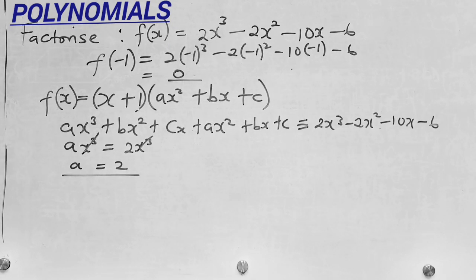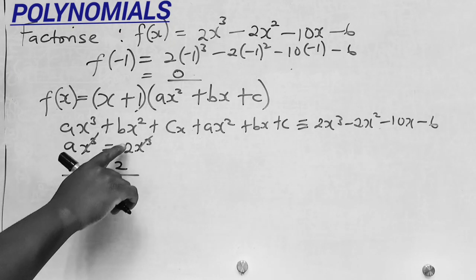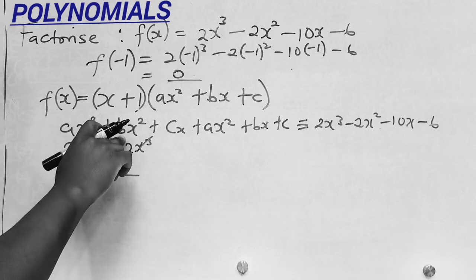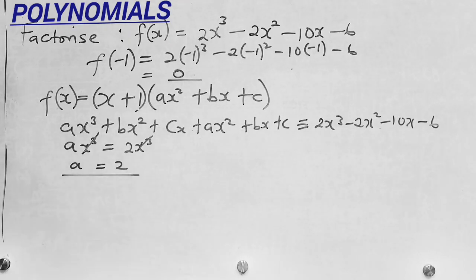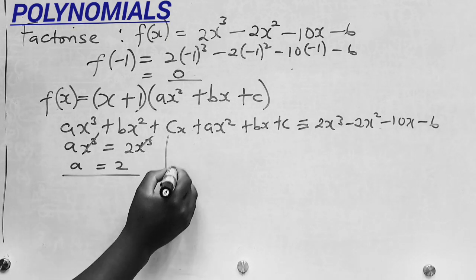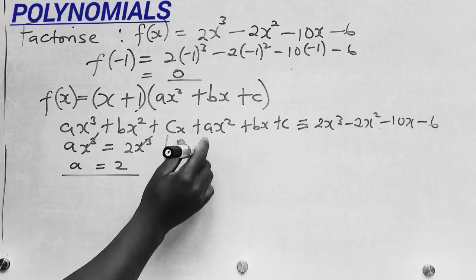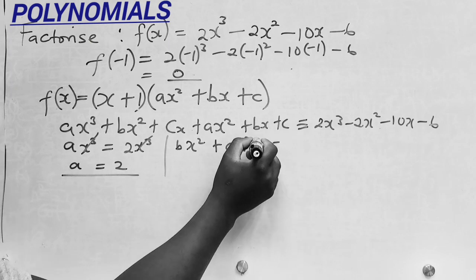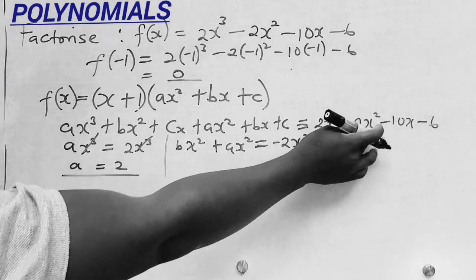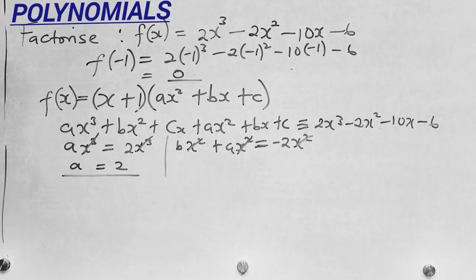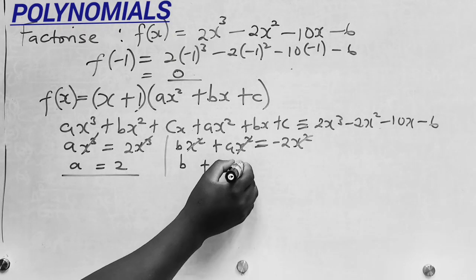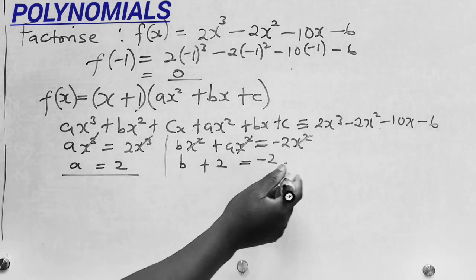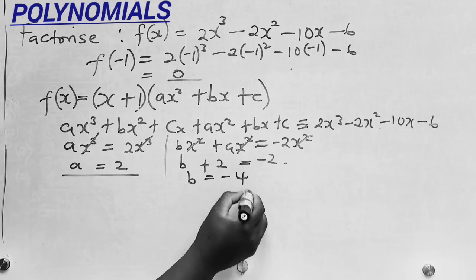Then we go to b. B is here on x squared, which is on the second degree, as well as this one. We don't just take bx squared, you take an ax squared because both of them are in the second degree. So bx squared plus ax squared is equal to minus 2x squared, which is this one. X squared cancels. So b plus 2 is equal to minus 2. Then if we take 2 that side, it becomes minus 2. Then b will be minus 4.